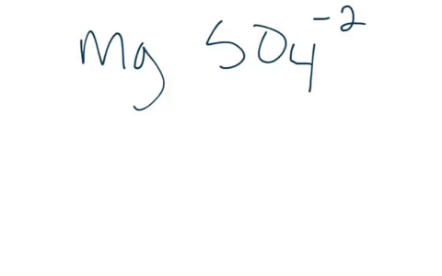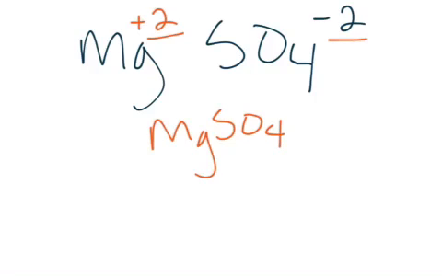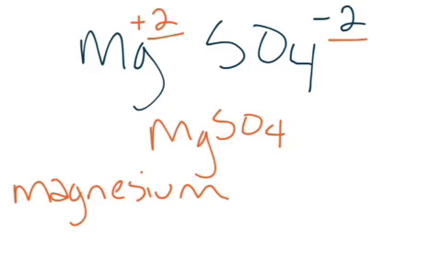For this substance, we need to look up the oxidation number of magnesium, which, if it's in group 2, is always going to be +2. So once again, we have a 1-to-1 ratio of charge. So that means when magnesium bonds with sulfate, it bonds in a 1-to-1 ratio. So we need to write MgSO4. Magnesium keeps its original name, and sulfate also keeps its original name.